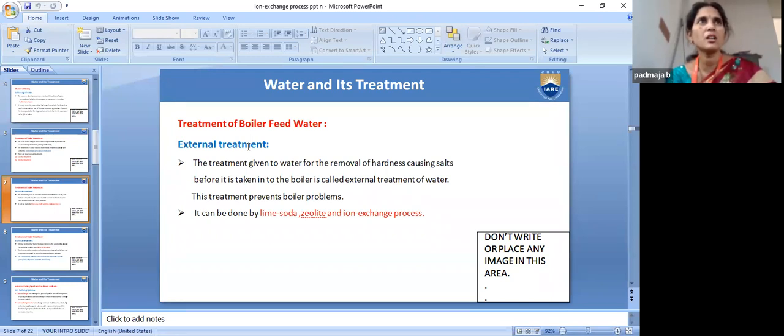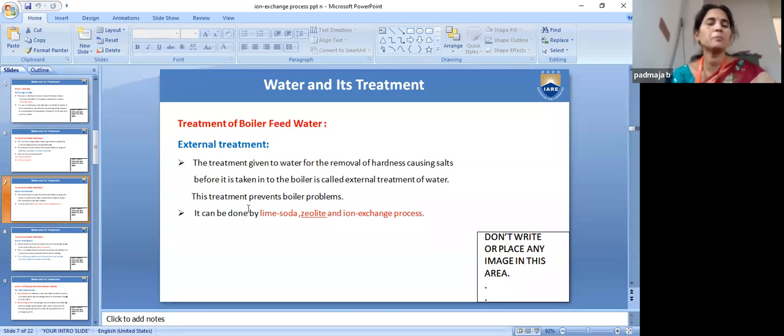We remove the hard salts present in the water, which means we convert the hard water into soft water, and then we use that soft water in the boilers. External treatment means removing the hard salts present in water before using it in the boiler. The treatment given to water for removal of hardness-causing salts before it is taken into the boiler is called external treatment of water.